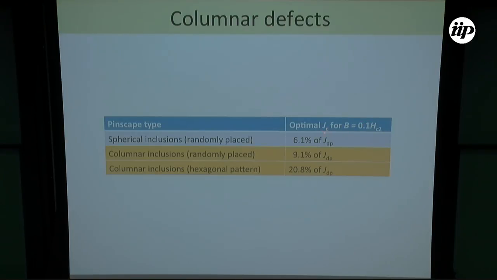So for the columnar defects, let us compare the critical current value in the optimum for spherical and columnar inclusions. For spherical, we have about 6% of the depairing current in the optimum for the given field and almost zero temperature. For columnar defects, if you consider the random uncorrelated placement, then we have about 9%. For correlated placement, we have 20%. But it doesn't answer the question which was in the very beginning.